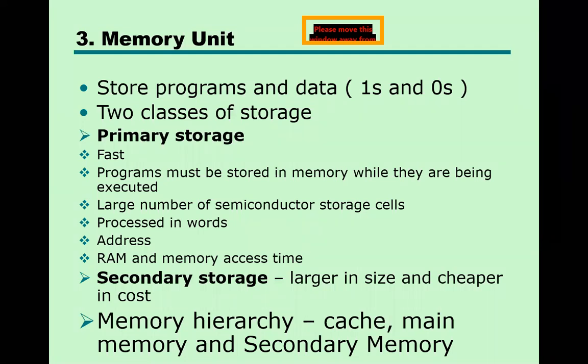The secondary storage is larger in size and cheaper in cost. If you compare, you can easily buy a 1 terabyte hard disk. But have you seen a 1 terabyte RAM? No, right. So there is actually a difference in cost. With secondary storage, you will easily get a 1 terabyte hard disk at a cheaper cost. But in the RAM, the cost is very high.